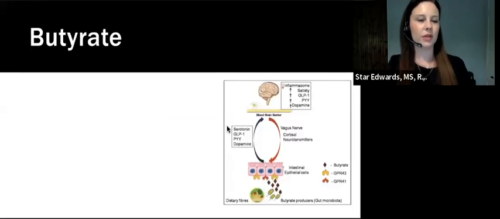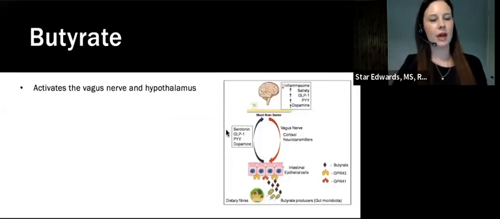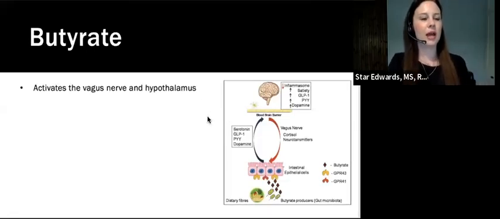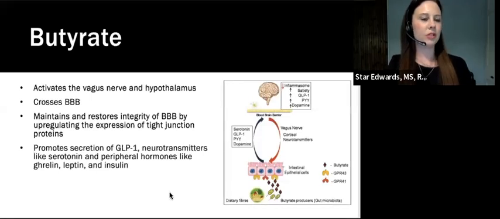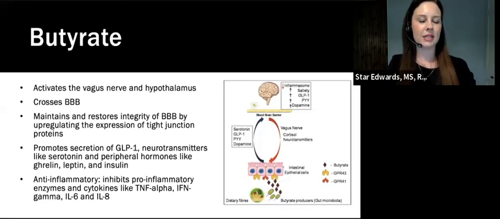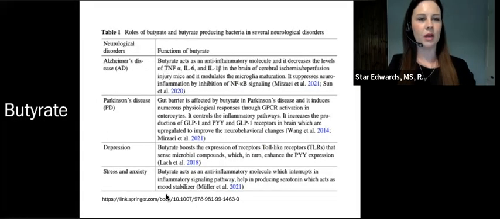I'm going to go through each one of these three individually so you know specifically how they impact the brain. Butyrate activates the vagus nerve and hypothalamus. It does cross the blood-brain barrier. It maintains and restores integrity of the blood-brain barrier by upregulating the expression of tight junction proteins. It promotes the secretion of GLP-1, neurotransmitters like serotonin, and peripheral hormones like ghrelin, leptin, and insulin. And it is anti-inflammatory. It inhibits pro-inflammatory cytokines. These are some of the conditions that butyrate has been studied in. I'll leave this here for reference for you to look back at later.